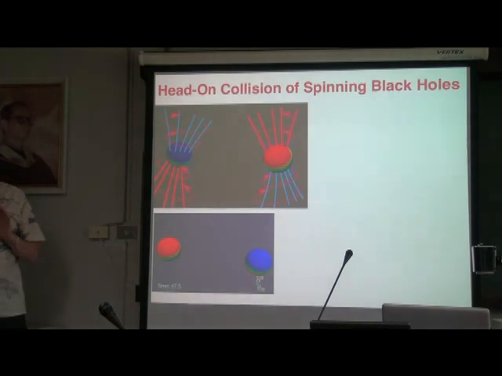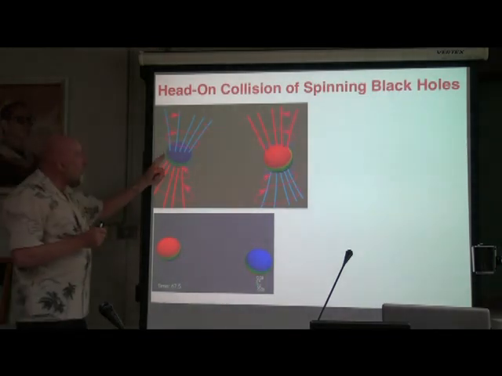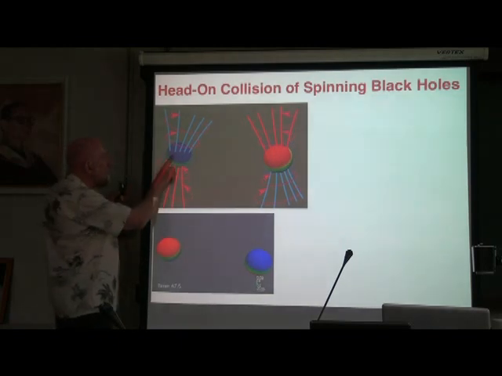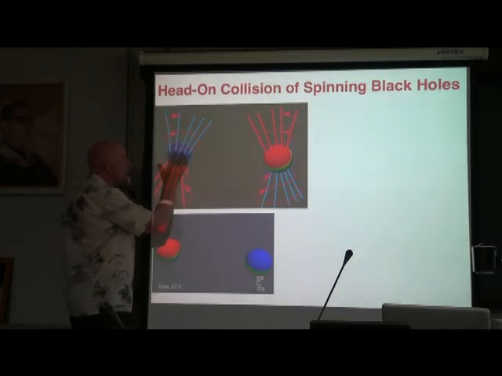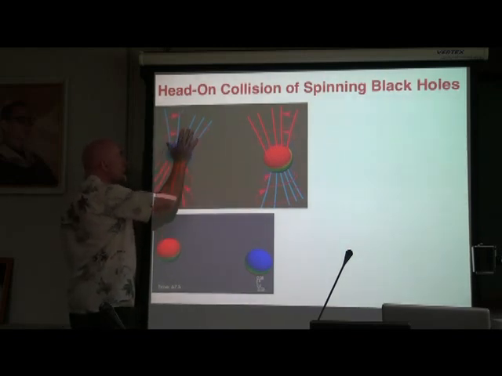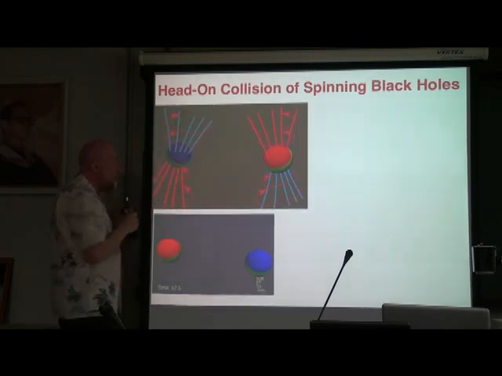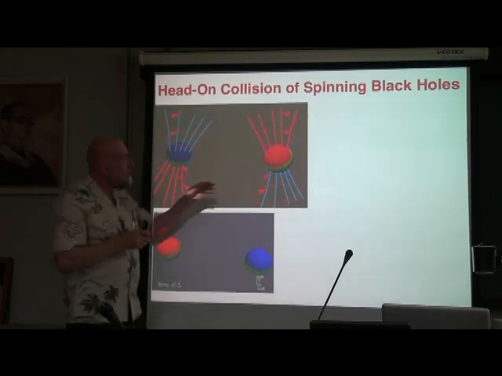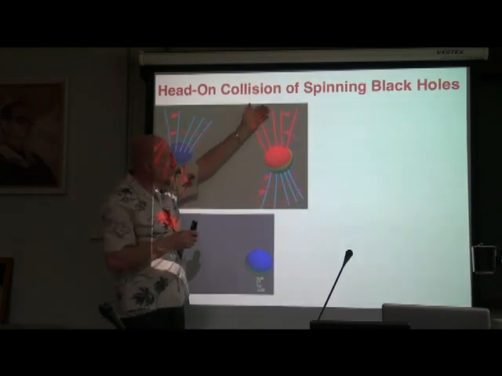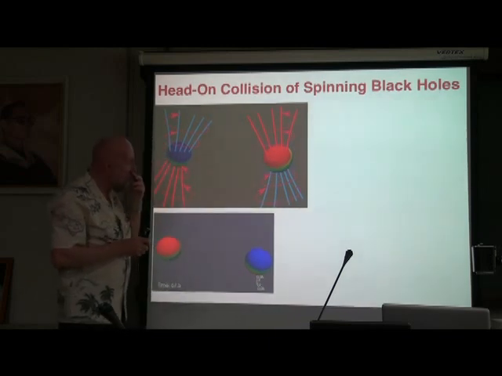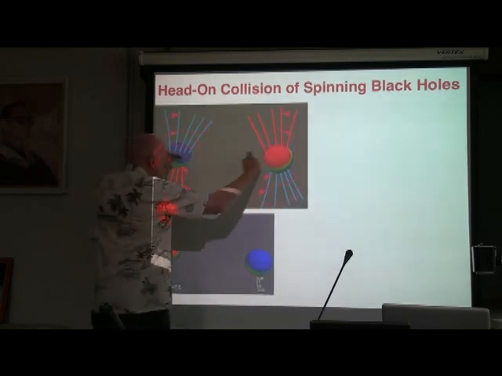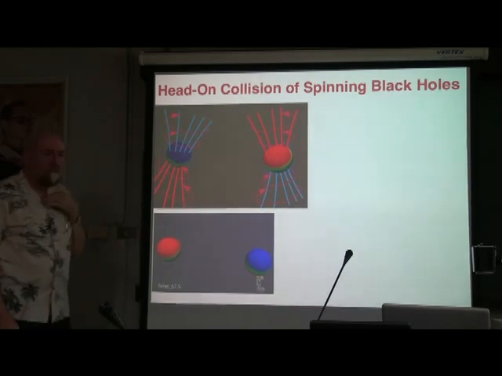We will take two black holes, let them spin in opposite directions. So this black hole has a blue or clockwise vortex sticking out of its north pole, a counterclockwise vortex out of the south pole. This has counterclockwise north and clockwise south. I'm going to let these black holes collide head on.